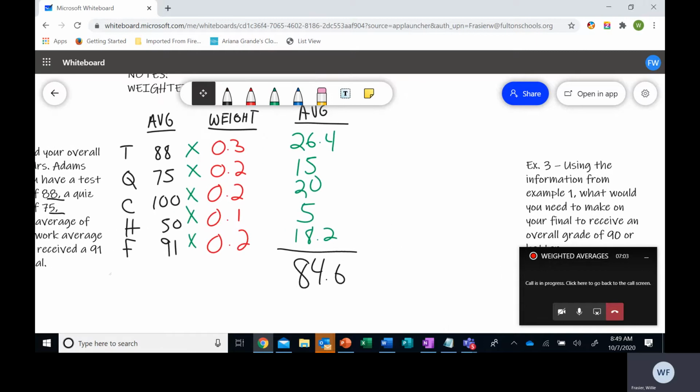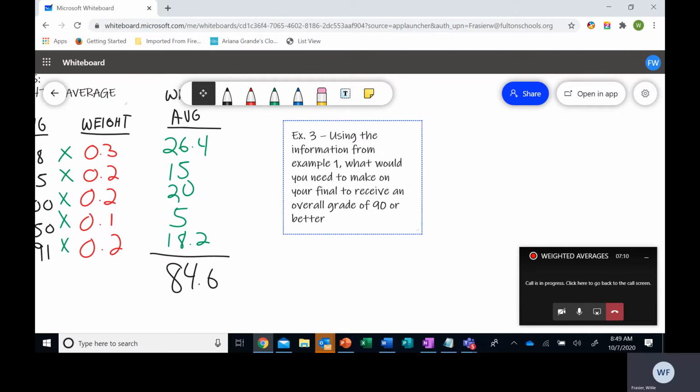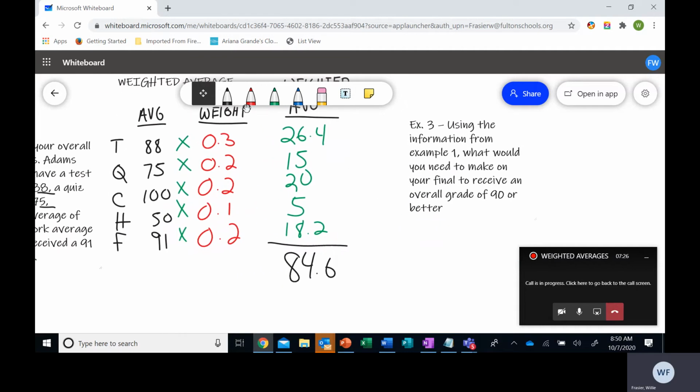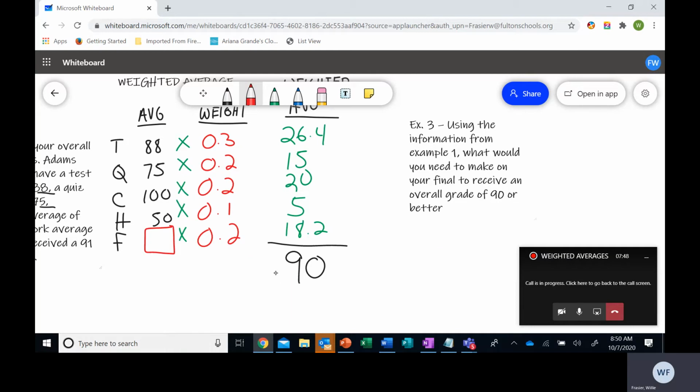Example number 3. In this next example, it's based off the first one that we did, right here to the left. It's saying, using the information from example 1, what would you need to make on your final to receive an overall grade of 90 or better? So we're creating a different scenario: what would our final have to be? Right now it's a 91, but we're going to take that out because that's what we're trying to find, and this is going to be 90 because that's what the question is asking. So what does this have to be so that we get that overall grade of a 90? Of course, we have to erase this also because this will change.